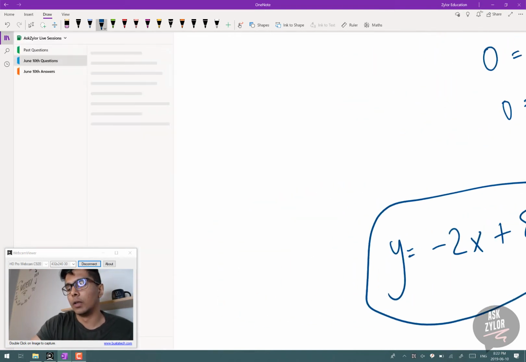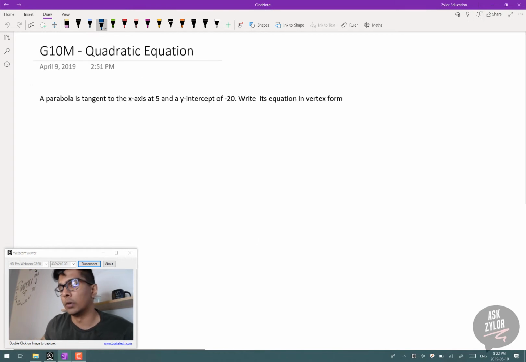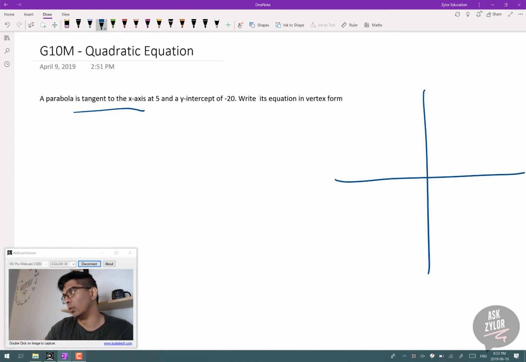So let's do another one. This is dealing with a quadratic equation. A parabola is tangent to the x-axis at 5 and has a y-intercept of -20. Write its equation in vertex form. If they're telling me that it's tangent to the x-axis, that means it's touching the x-axis at exactly 1 point, at 5.